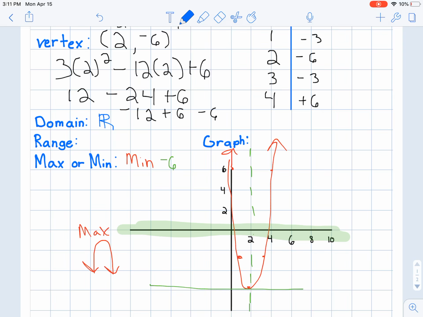So for the range, y is going to be greater than or equal to, so it's going to be bigger than, since it's a U shape. And if it's facing down, you're going to use the less than sign. So then whatever this point is here, which we said was -6, was our lowest point.